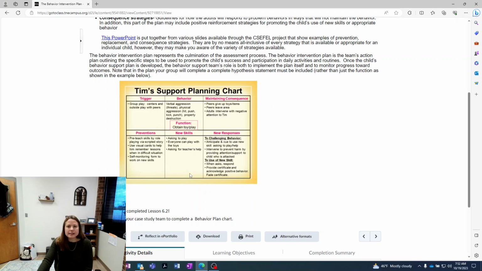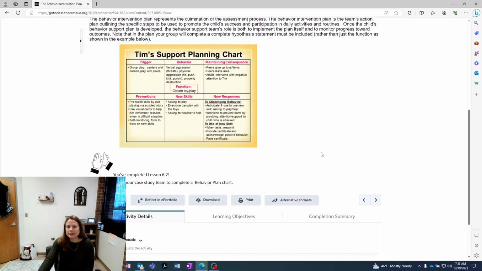Okay, and here's an example that really shows you how you'd put a planning chart in place that all teachers that work with Tim would understand. So you have the trigger, right? So why this is happening, what happens before, what the behavior actually is. To obtain something is what his is. What's the matching consequence? How are we going to maintain it? The preventions put in place, new skills you're going to teach the student, and then the new responses to the behaviors, right?